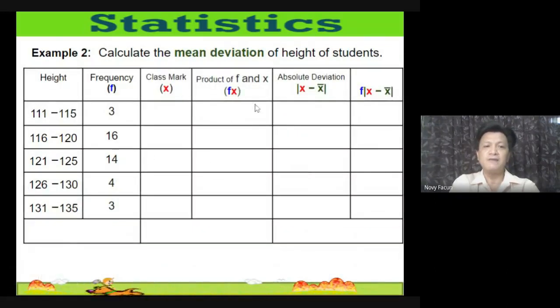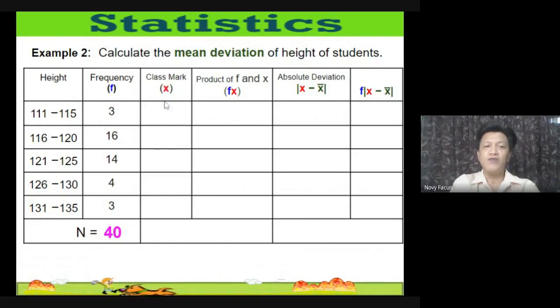So, given the data natin, di ba? Class mark, product of the frequency and the class mark. So, absolute deviation and the product of the frequency and the absolute deviation. So, first step natin, di ba? Find n. I-add natin to get the total frequency. 3 plus 16 plus 14 plus 4 plus 3. The total frequency is 40.